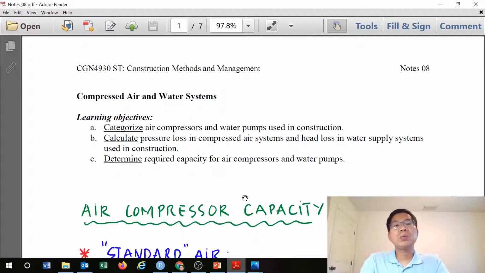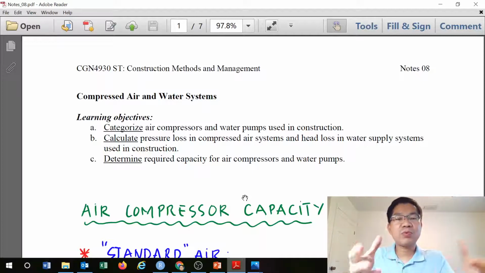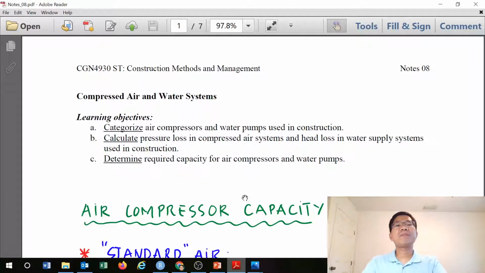And then we need water for the concrete mix. We need water to clean the equipment. We need water for compaction. We need to add water. Remember when we did lesson 5, compaction and finishing. So all of that needs the water system. So those are the two topics we deal with in today's lesson: compressed air and water system.